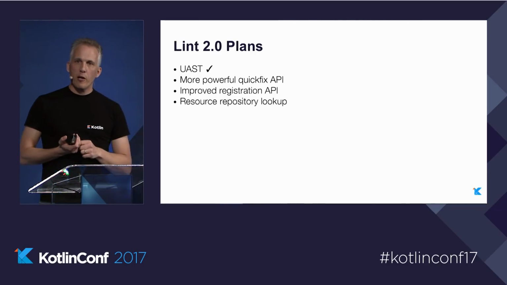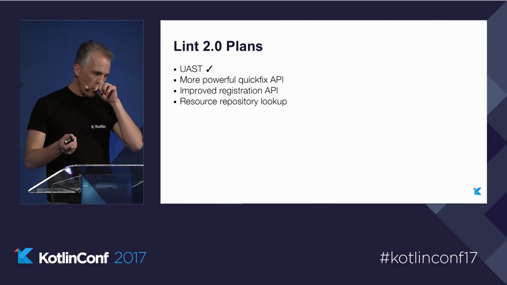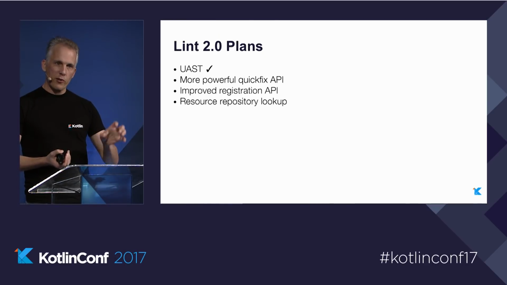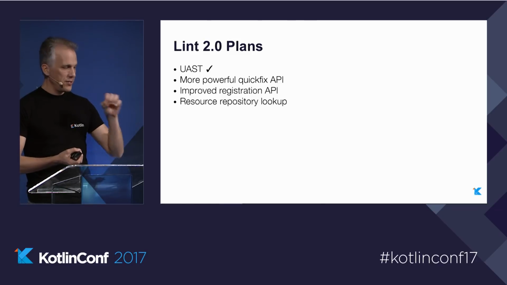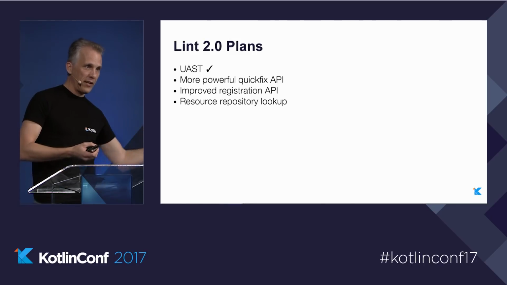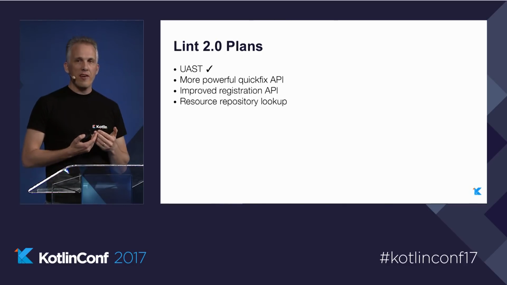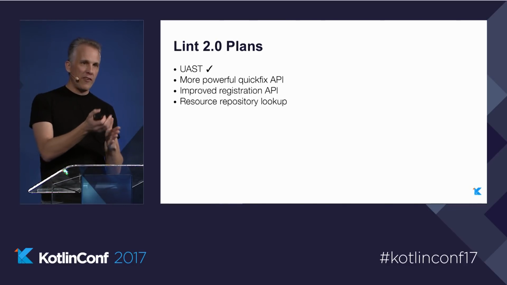Resource repository lookup. So this is most relevant to you who are writing Lint checks for Android. But in order to do Lint checks on the fly, you can use the resource repository to look up, for example, all the locations of R.string.foo and actually find out what the declaration is. This works today, but it's only available in the IDE. And so when you write a Lint check, you have to sort of handle both cases, and that's not great. So it's going to be a mandatory part of the LintClient API.